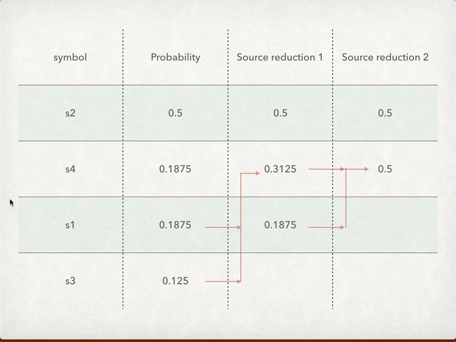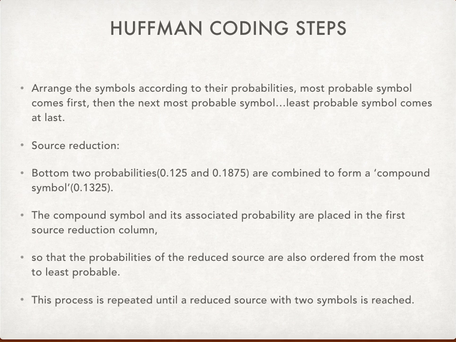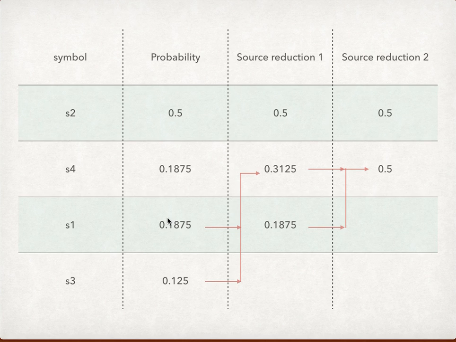You arrange those symbols in such a way that the symbol with the highest probability, that is S2, comes first, and the symbol with the lowest probability comes last, that means in descending order. The next step is performing the source reduction until you get only two symbols. I'll show you how to perform the source reduction. You have arranged the symbols according to their probabilities in descending order. S2 is the most probable symbol, and S3 is the least probable symbol.